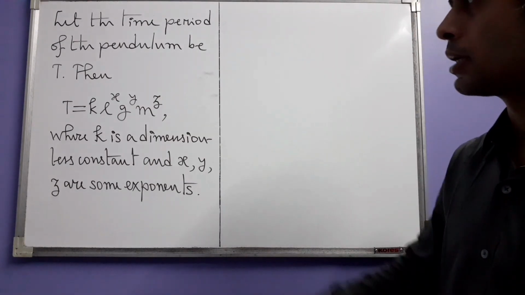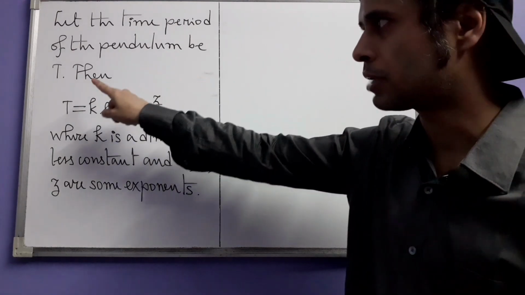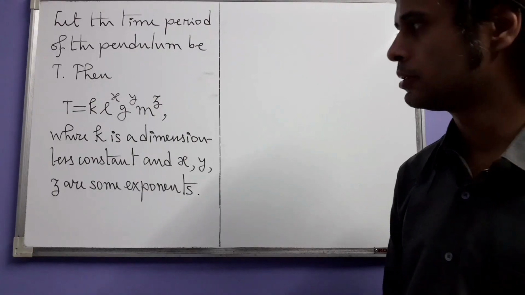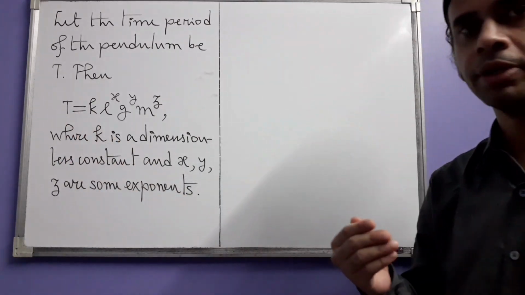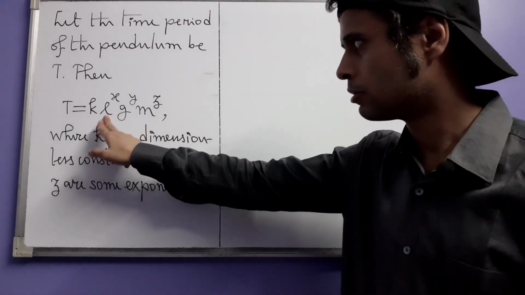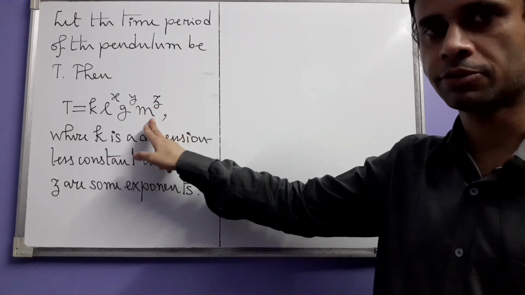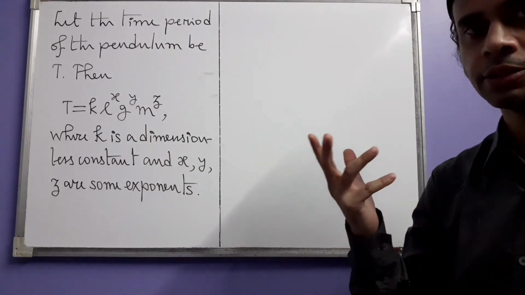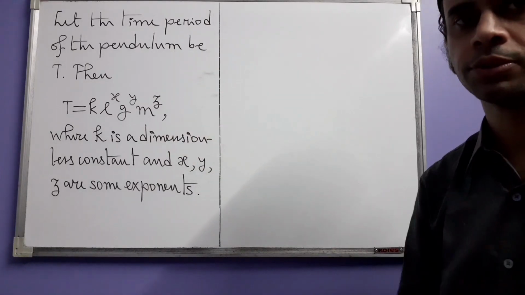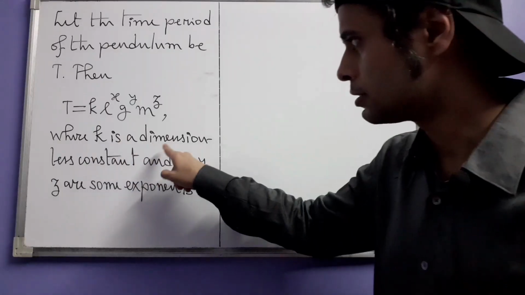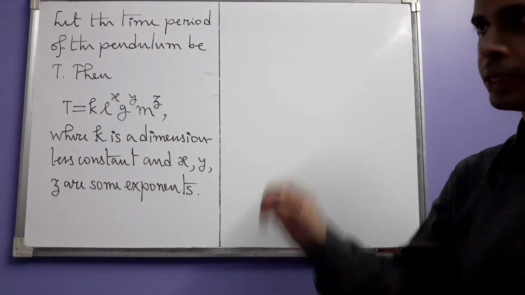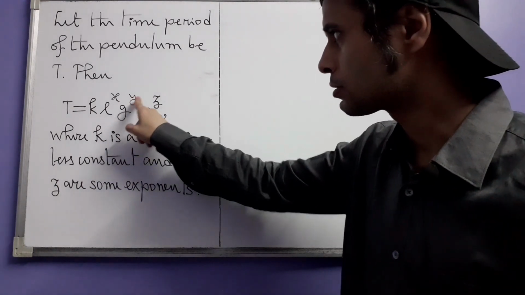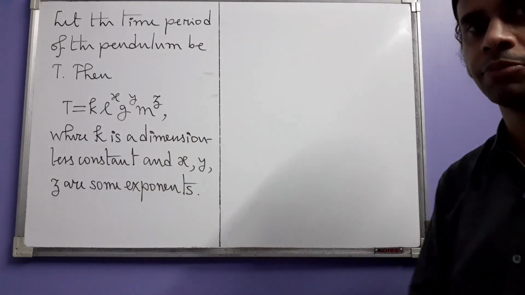Alright, so we start our argument by first naming the time period something. Let's call it capital T. Then the fact that T depends only on the length of the pendulum, acceleration due to gravity and mass of the bob tells us that this is how in general T is going to look in terms of those quantities. Here K is a dimensionless constant, like 1 over 2, 3 over 16, that type of thing. And this x, y and z are some exponents, some numbers.